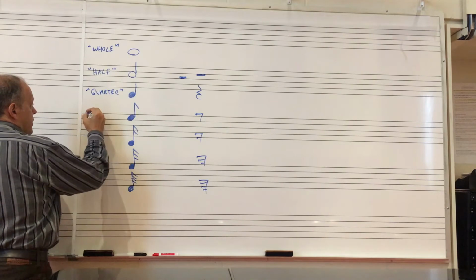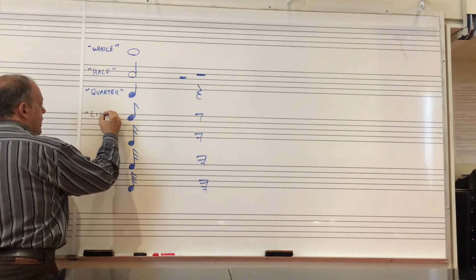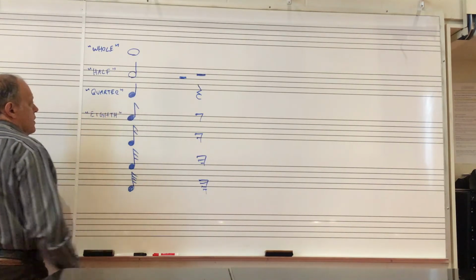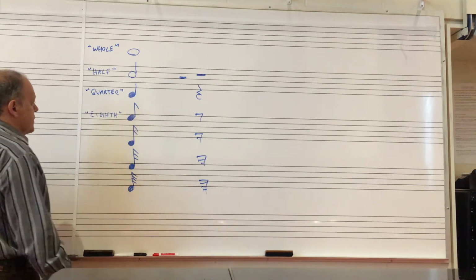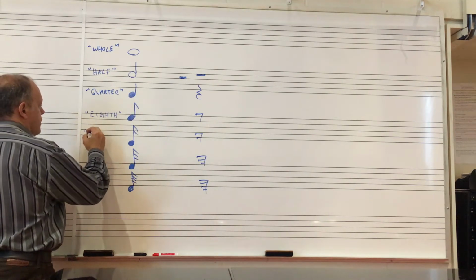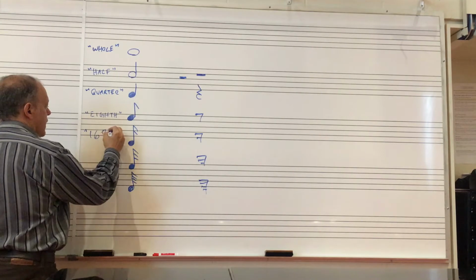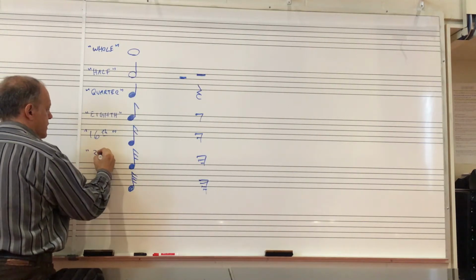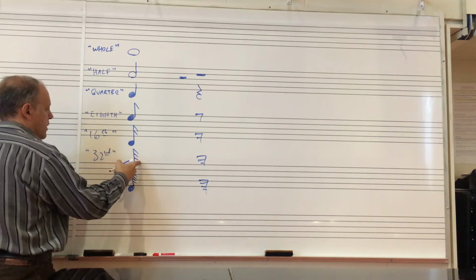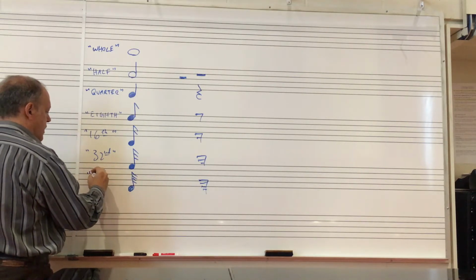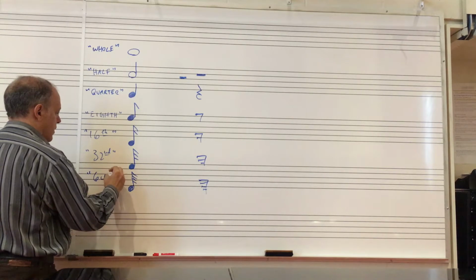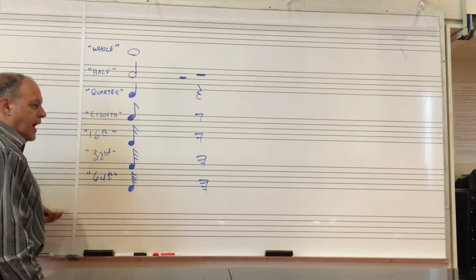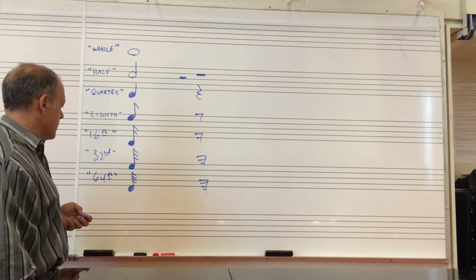Going a step further, I can have an 8th note. This is where I've added my first flag. And below that, I have the 16th note. I've added a second flag, 32nd note there, a third flag, 64th, fourth flag, and I have seen 128th notes as well.